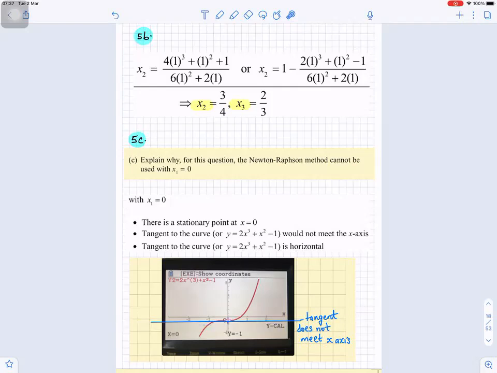So the tangent to the curve is horizontal. See that horizontal line there? So that's why you cannot use it. There's a stationary point at x equals 0, and the tangent to the curve does not meet the x-axis, or is horizontal.